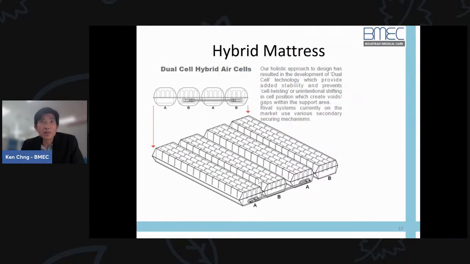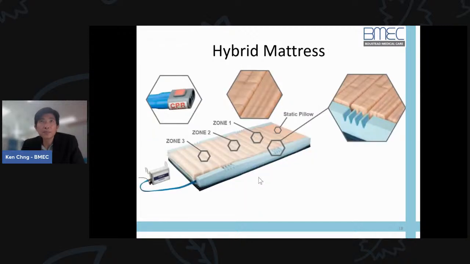The hybrid mattress component is illustrated in this diagram. It is basically foam that is covered up by air cells, so the air cells are embedded in the foam. When the pump is connected, it will blow up these air cells, and that becomes an air pressure mattress.